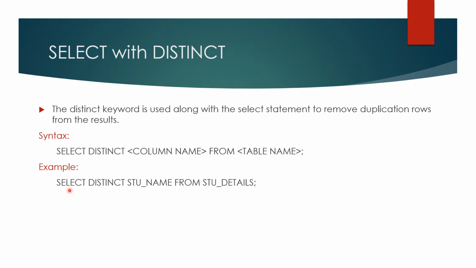So when we execute this query, it will display the student name column from the student details table, but with an extra feature: if a particular name is repeated twice or thrice in a table, then the repeated rows will be eliminated from the result set. Only the first encounter of that name will be displayed in the result set.